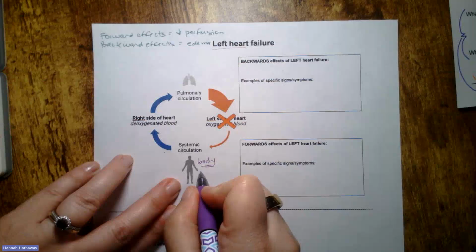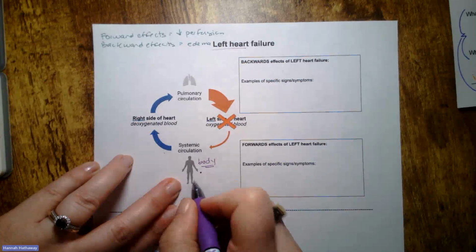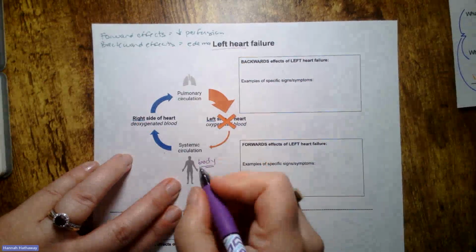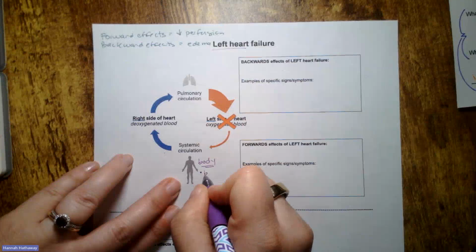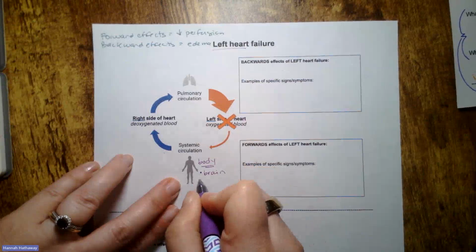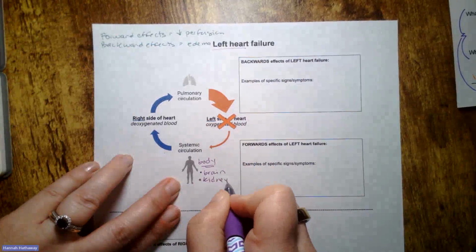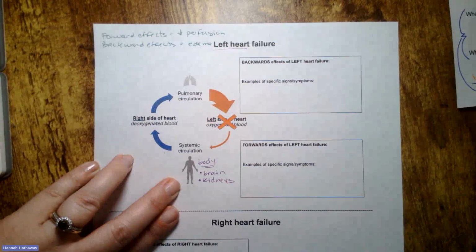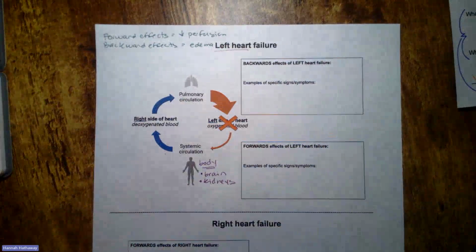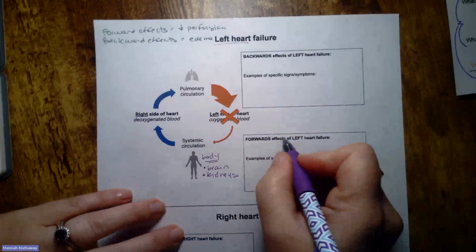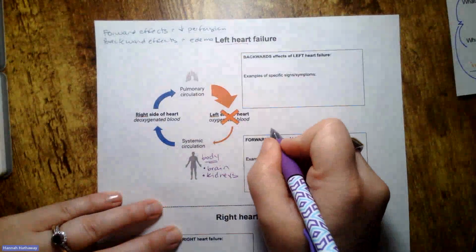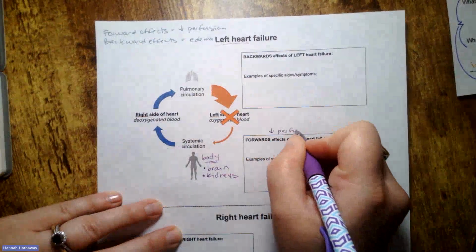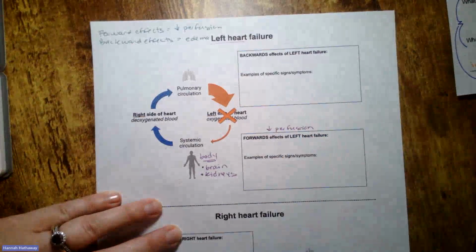The organs that are going to be especially important here are the ones that need a lot of blood to work the way that they need to work. So this is going to be the brain, and the kidneys are going to be especially affected. But of course, any organ in the body is going to be affected when it can't get enough blood. So forward effects, once again, are all due to decreased perfusion, meaning not getting enough blood.